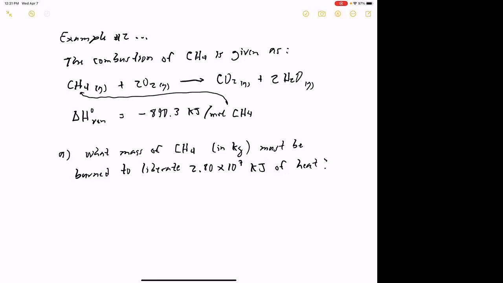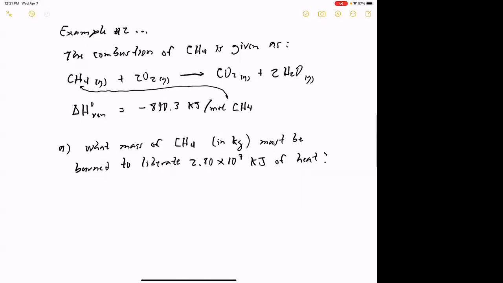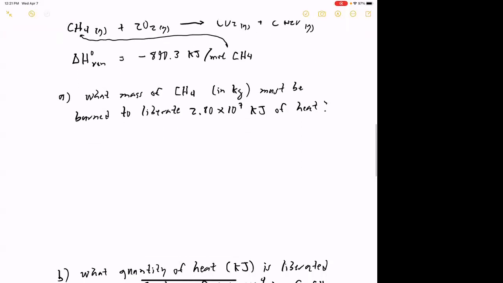So the question now becomes, what mass of methane in kilograms has to be burned to liberate 2.80 times 10 to the 7th kilojoules of heat? Now, notice in this situation, they left the heat as a positive value. In fact, it's going to be negative because this is going to be an exothermic reaction. So that's what I'm talking about, depending on how the problem is couched and how they give this to you. You know it's exothermic, but they give it to you in terms of a positive heat.